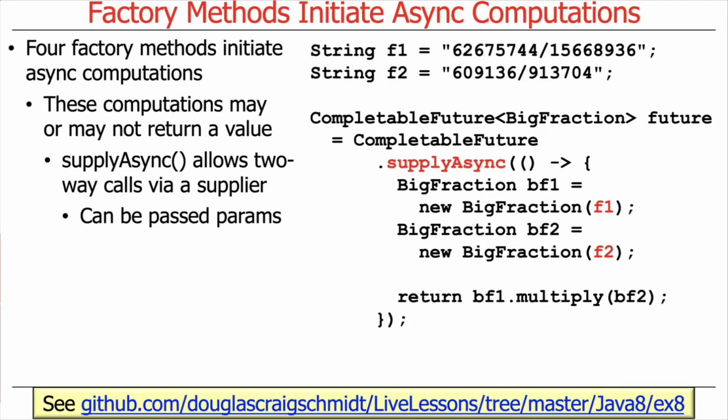supplyAsync can have parameters passed to it, but not in the way you might expect. If you think about it, a supplier is a functional interface that has a get method that takes no parameters explicitly and returns a result of type T, whatever the parameterized type of that supplier interface may be. So even though there are no explicit ways to pass parameters, you can still pass them, as I'm showing here from the example in folder EX8, where we call supplyAsync and pass into the supplier lambda F1 and F2, which are strings that are defined outside the scope of this supplier lambda.